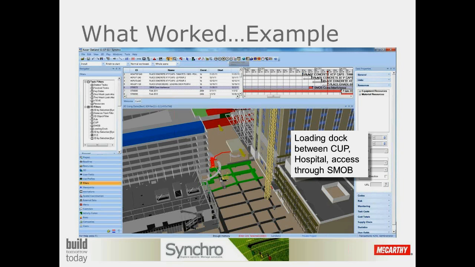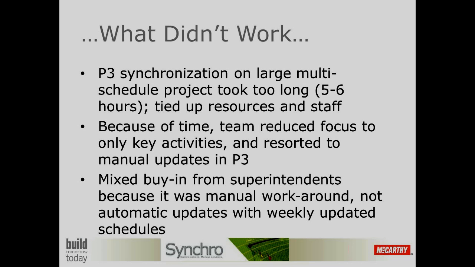So here's an example showing a location between the CUP on the lower left, the podium on the hospital lower right, the hospital tower in the middle, and then the specialty MOB, which is on the top right. That congested area had all projects happening, with activities in distinct, separate project schedules, and they didn't really know what each was doing to the other. So this is an example of that.